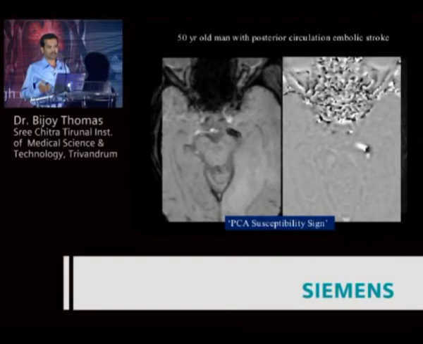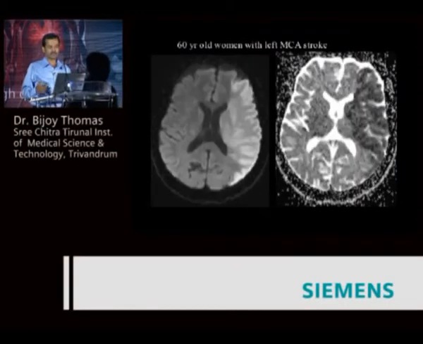We actually submitted a retrospective study in AJNR, which showed that in the posterior circulation, the susceptibility sign has got a much higher sensitivity and specificity compared at least to CT, in comparison to MR angiography. So SWI can actually do much more than detecting the susceptibility artifacts within the thrombosed vessels.